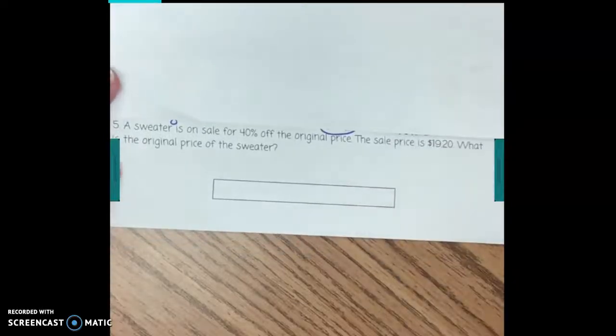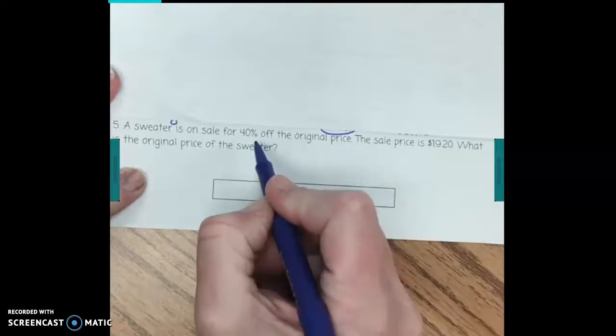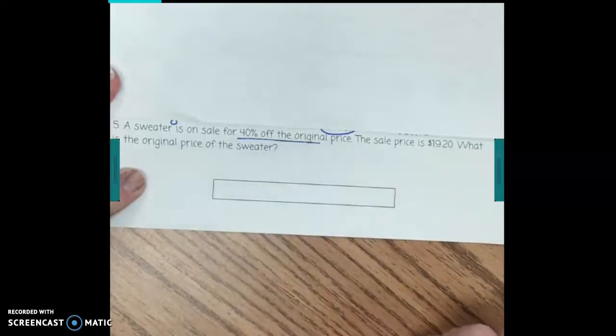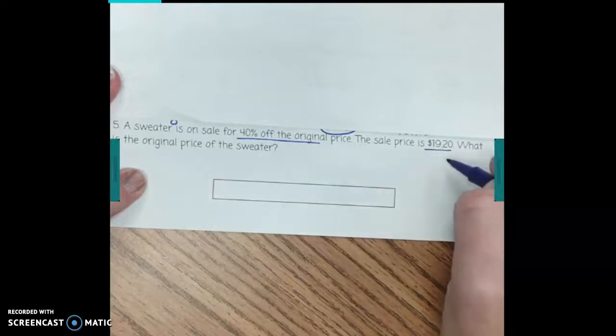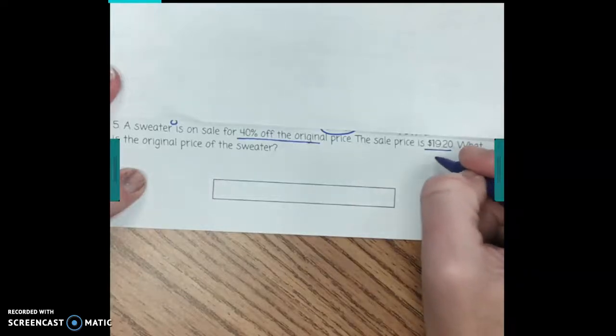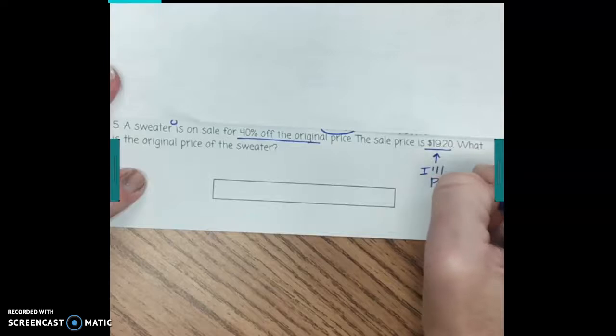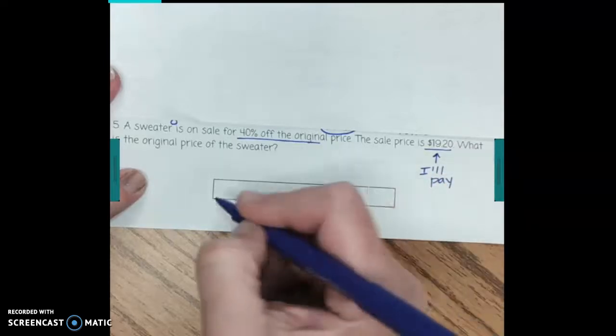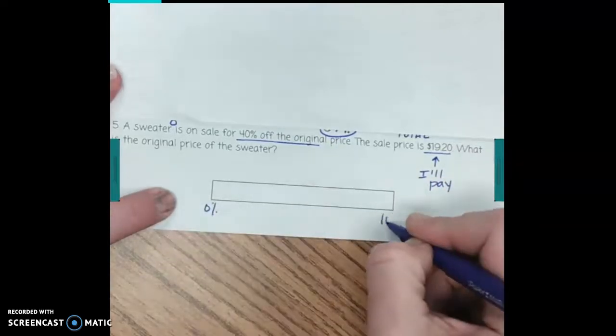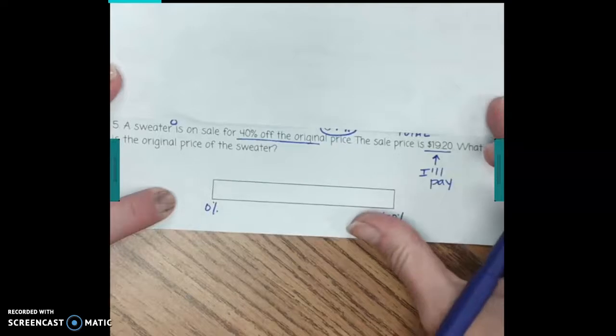Okay. A similar question to what we just did. A sweater is on sale for 40% off the original price. Now the sale price is $19.20. That is the amount of money I will pay for the sweater. That's the sale price, okay? So I'm going to go ahead and fill in the percent.